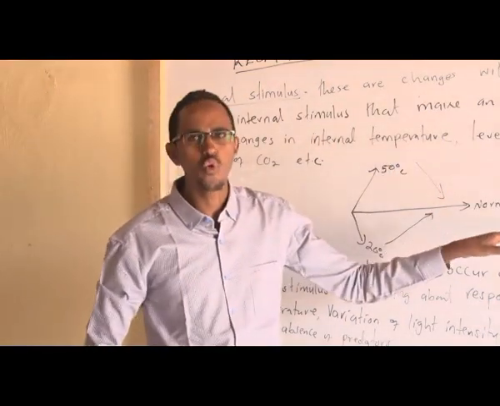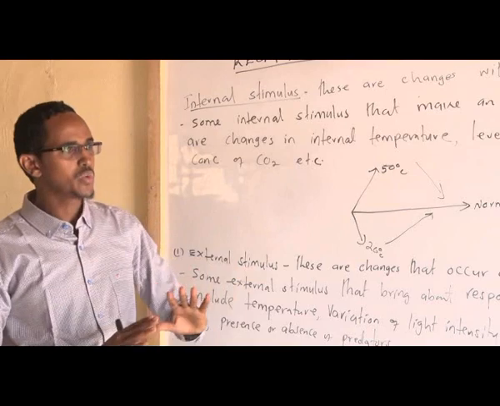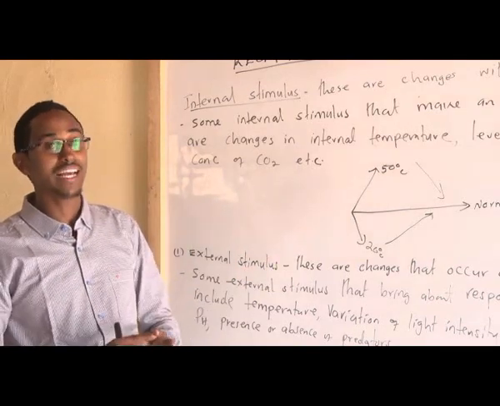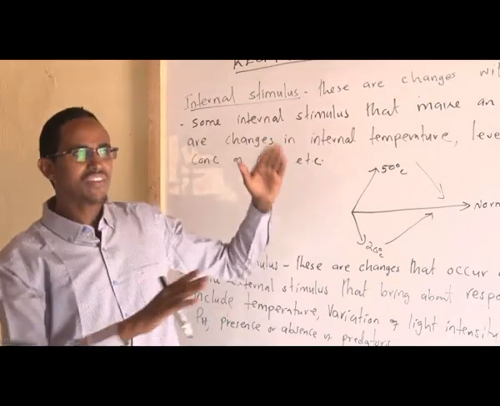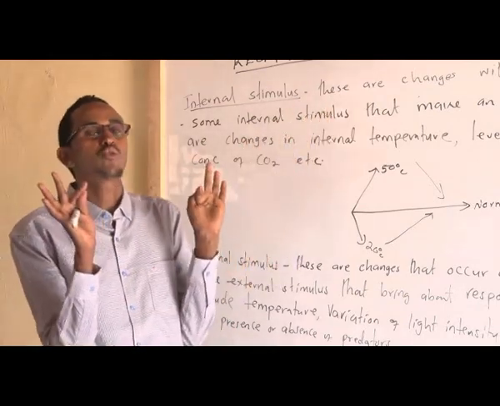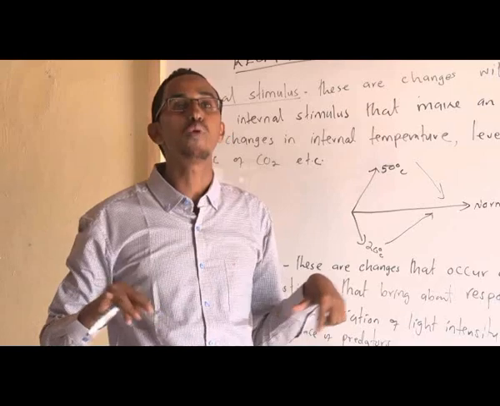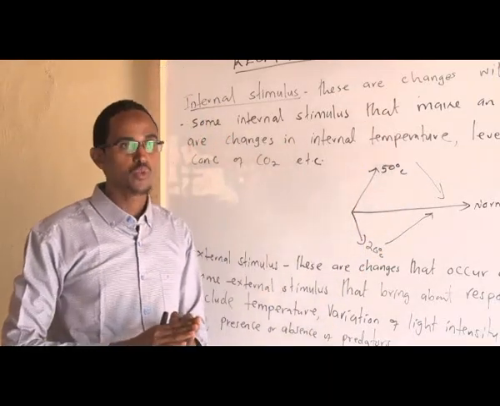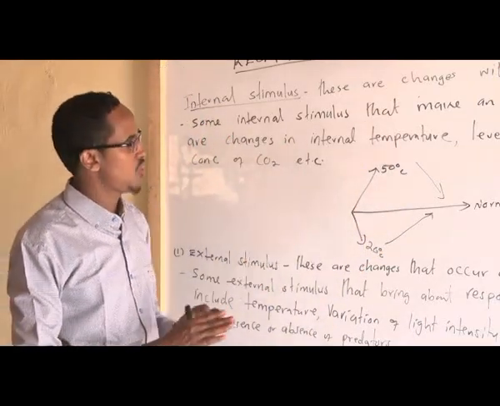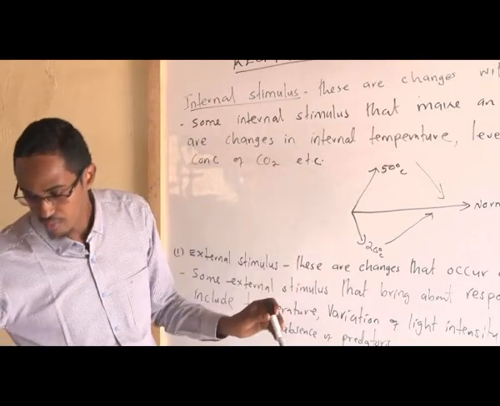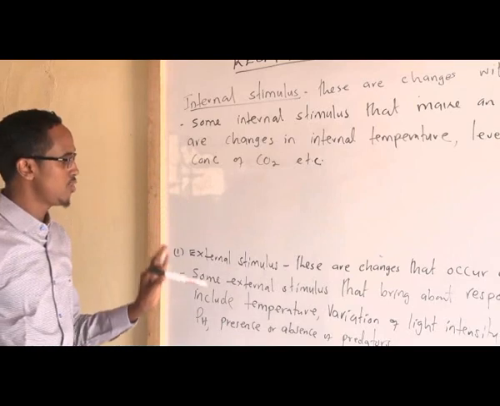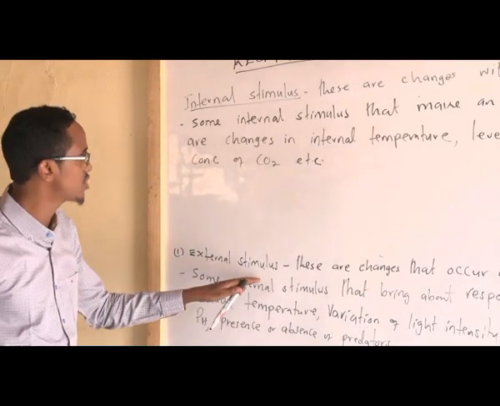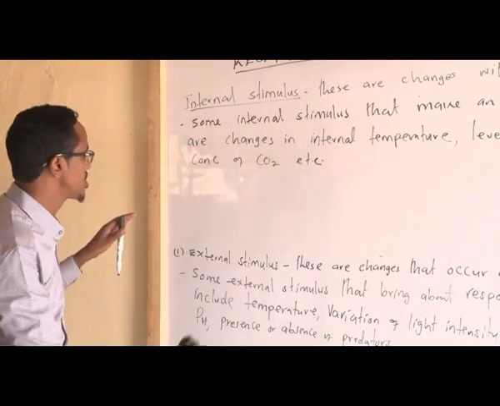It is the same with the level of glucose. For a normal person, the level of glucose is around 80 milligrams of glucose per 100 cubic centimeters of blood. If that is not maintained, it will also cause the organism to respond in order to make the deviations go back to normal. So this is about types of stimulus: we have external stimulus and internal stimulus.